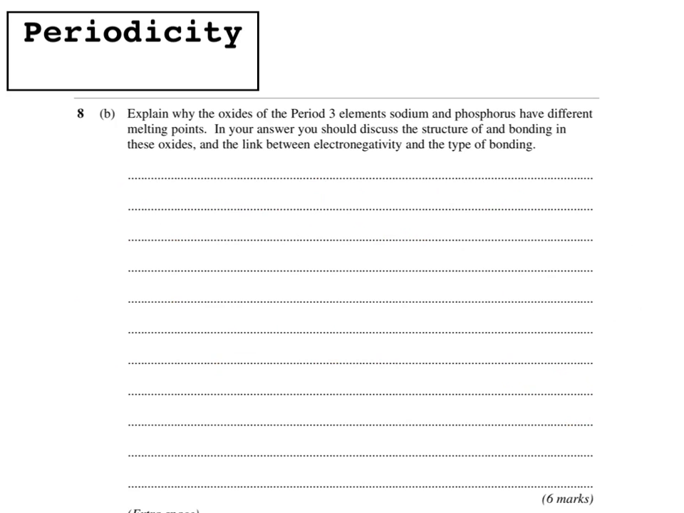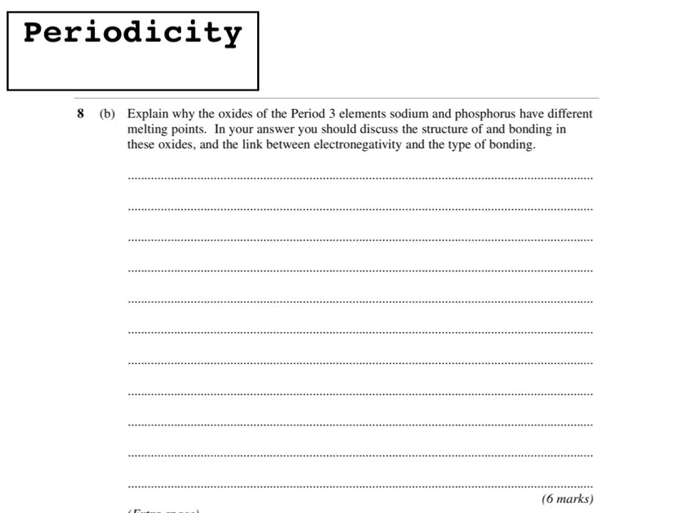Now this question deals with something that I haven't really dealt with in the video, so I'm going to go over that a little bit later in this question. There's 6 marks for this, so to explain why the oxides of the period 3 elements, sodium and phosphorus, have different melting points. In your answer, you should discuss the structure of bonding in these oxides and the link between electronegativity and the type of bonding. Now this last bit, the link between electronegativity and the type of bonding, is only really worth 1 mark in this question. So we'll first just get through the sodium and phosphorus and the structure and bonding in these oxides.